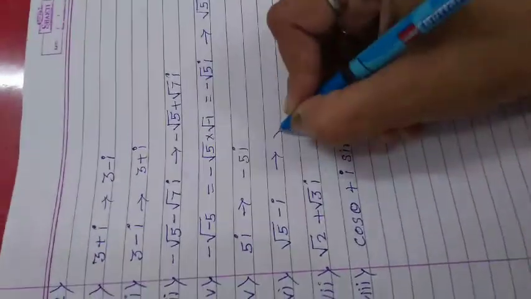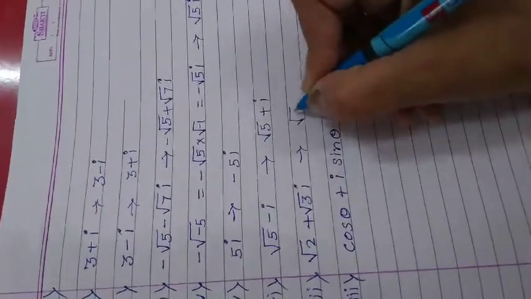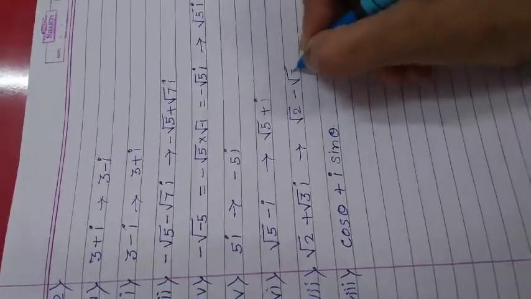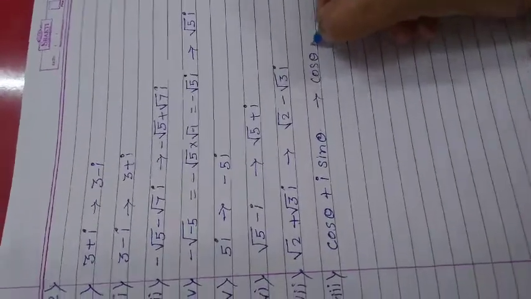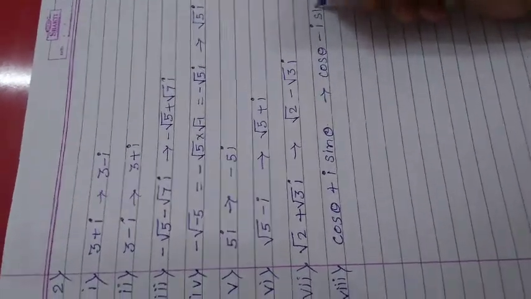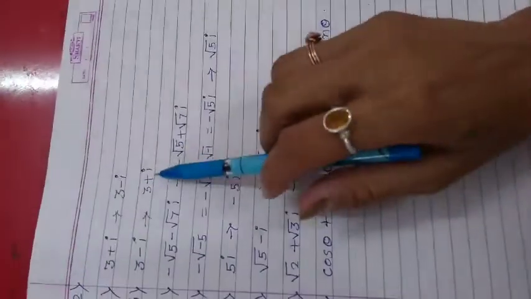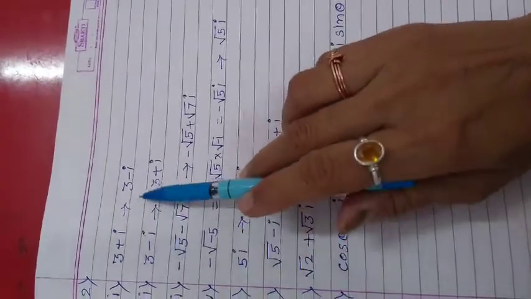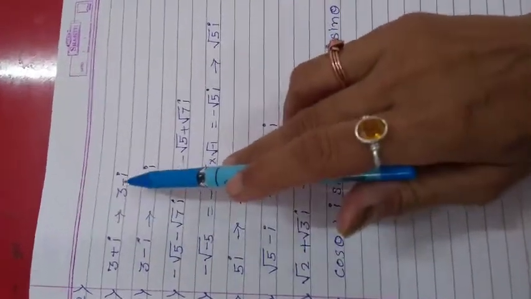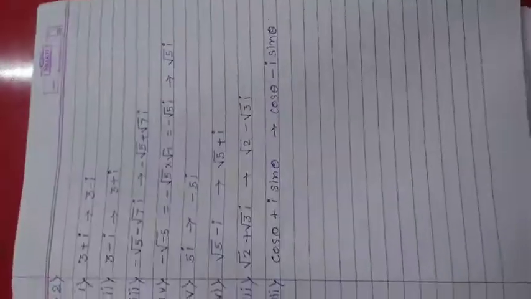Now for this, root 5 plus I. Root 2 minus root 3I. And for this, cos theta minus I sin theta. So in this way you have to write the complex conjugate. So in the answer you will write complex conjugate of 3 plus I is 3 minus I. Complete sentence you have to write.